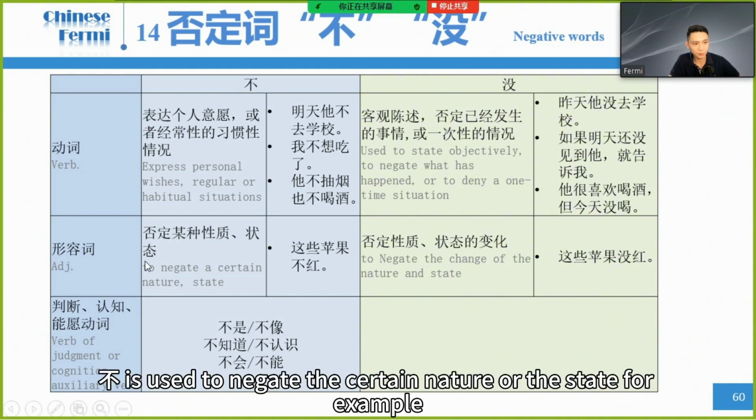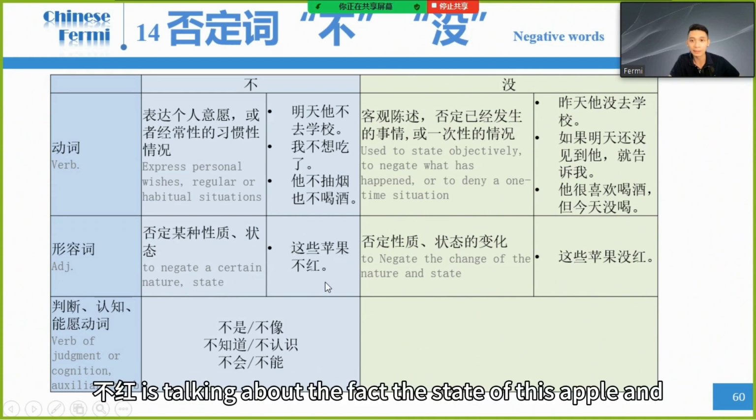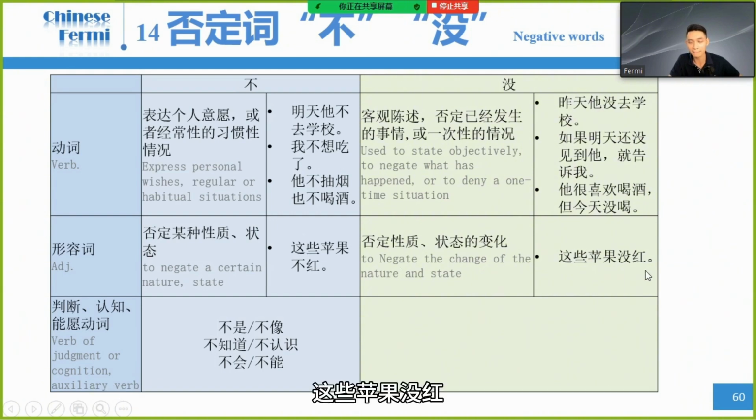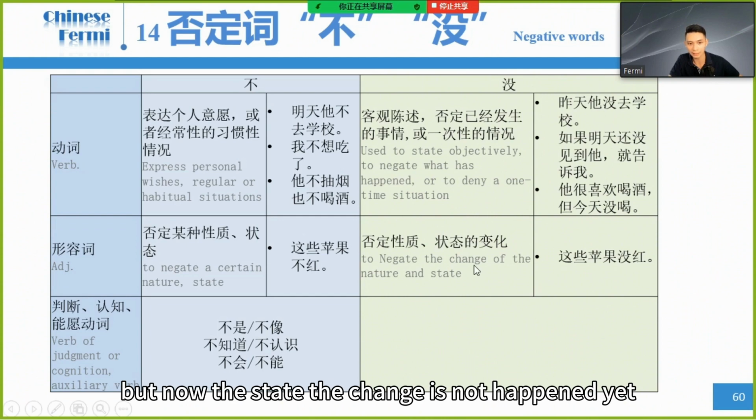And when they are placed before the adjective, they will have a different rule as well. 不 is used to negate the certain nature or the state. For example, 这些苹果不红 is talking about the fact, the state of this apple. And then 没 is to negate the change of the nature and state. 这些苹果没红 So this apple is not turned red. So maybe in the future they will turn red, but now the change has not happened yet.